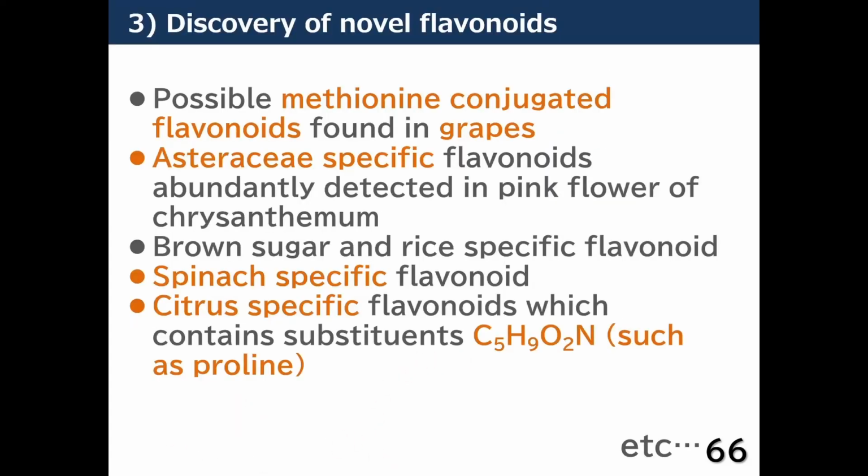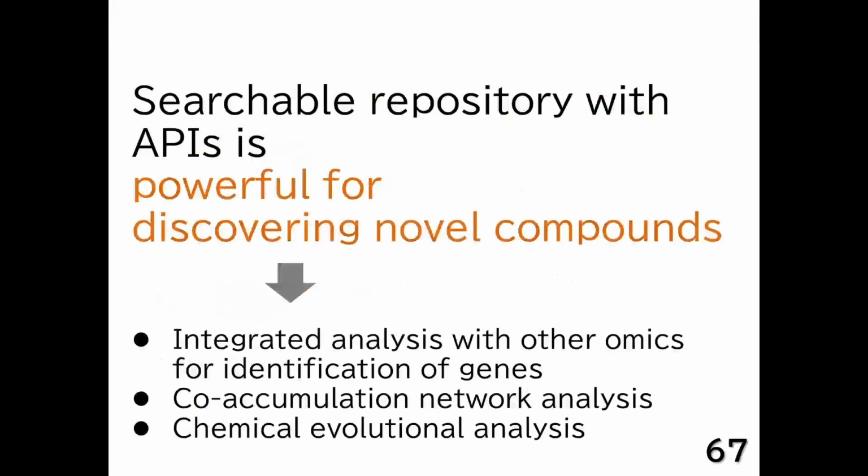I will skip describing the details of the checking procedure here, but I found many interesting candidates in a brief time, such as a candidate of methionine conjugated flavonoids in grapes, and citrus-specific flavonoids with a substituent of this formula, C5H9O2N. It corresponds to the proline. This example shows that a searchable repository with APIs is powerful for discovering novel compounds.